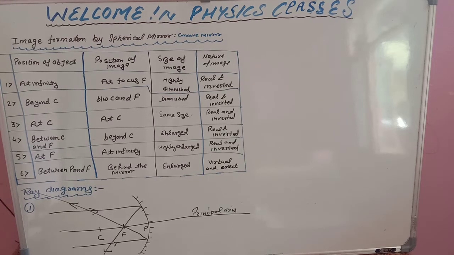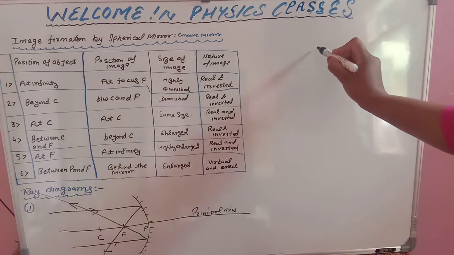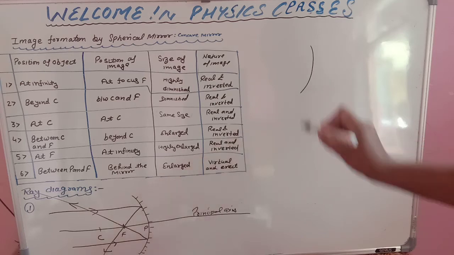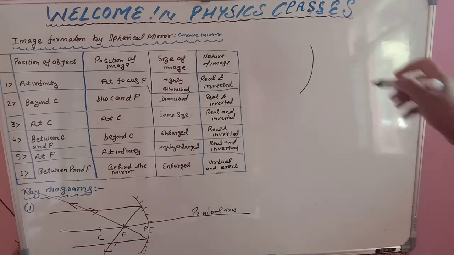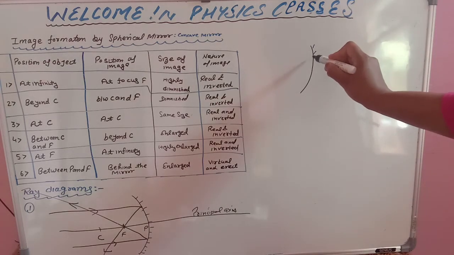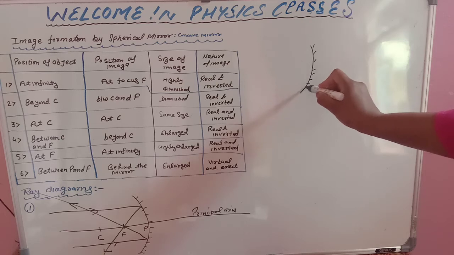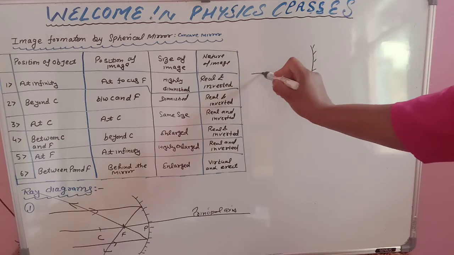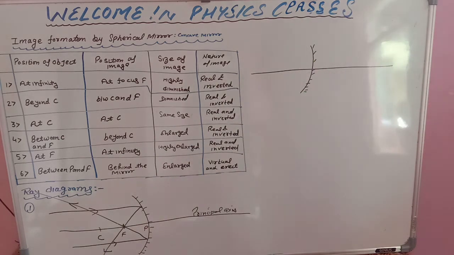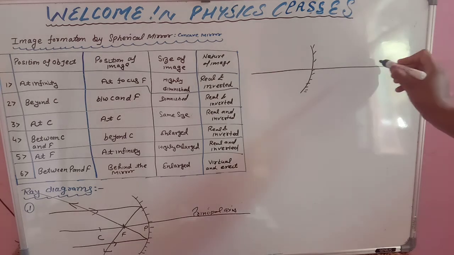In second ray diagram, the object is beyond C. But before that, we need to draw the basic structure that I told you. First of all, you have to draw mirror. Paint it from back side. Now it is your concave mirror. Draw the straight line called as principal axis.